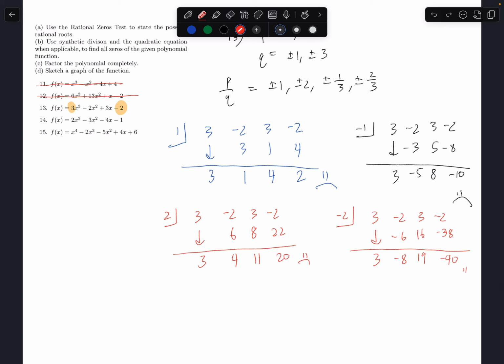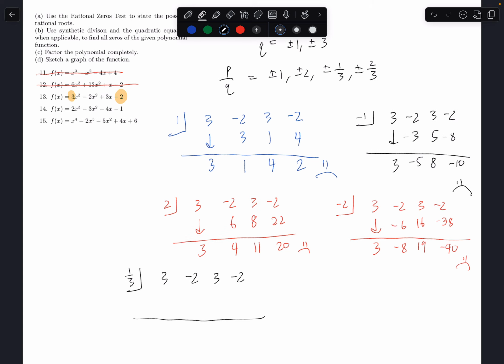Let's change color. 1/3. 3, -2, 3, -2. Bring the 3 down. 3 times a third is 1. -2 plus 1 is -1. That's -1/3. 3 plus -1/3 is going to be 9/3 minus 1/3, that's 8/3. 8/3 times 1/3 is not equal to what I want it to be. So I'm not going to even finish that because it's not going to equal 0.